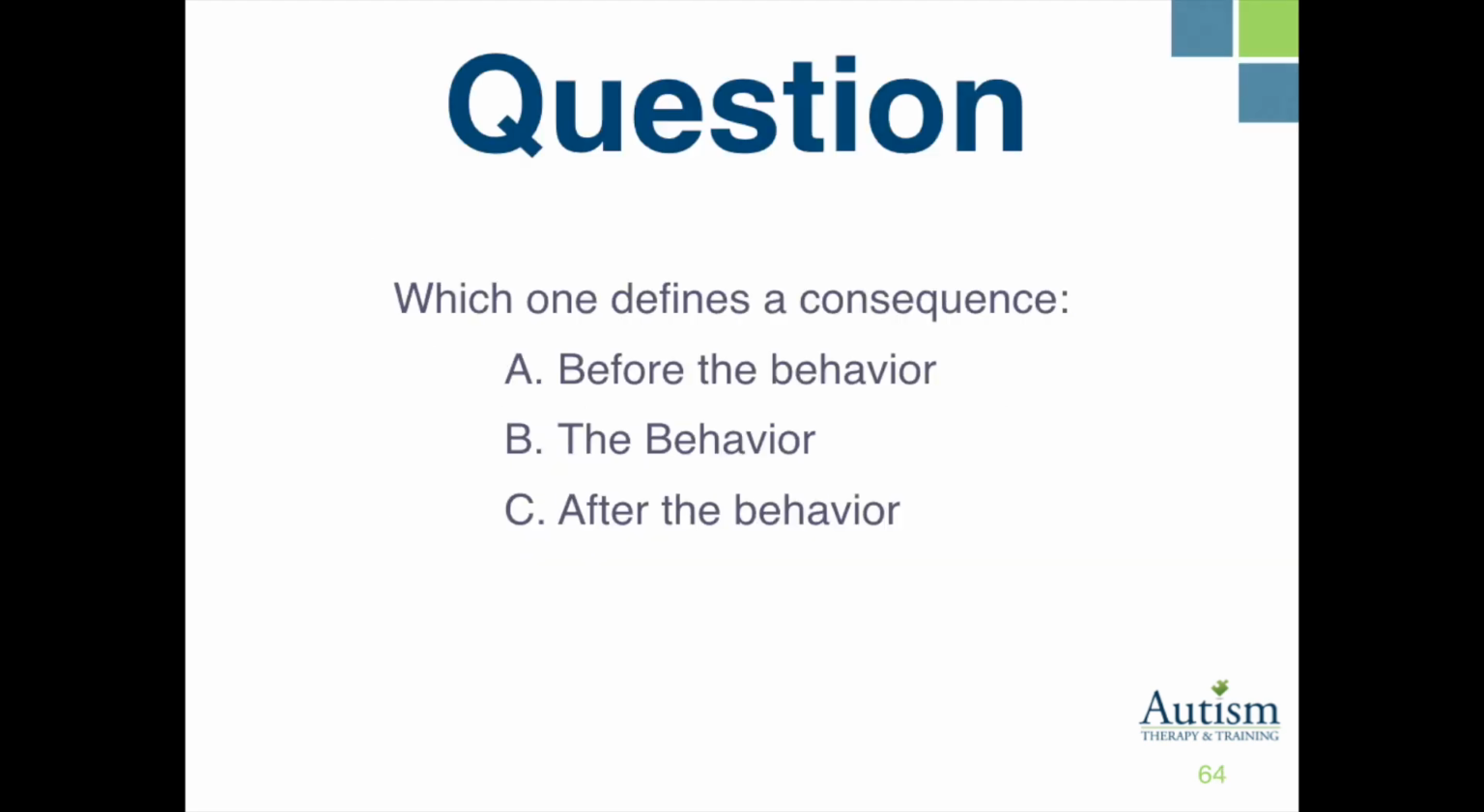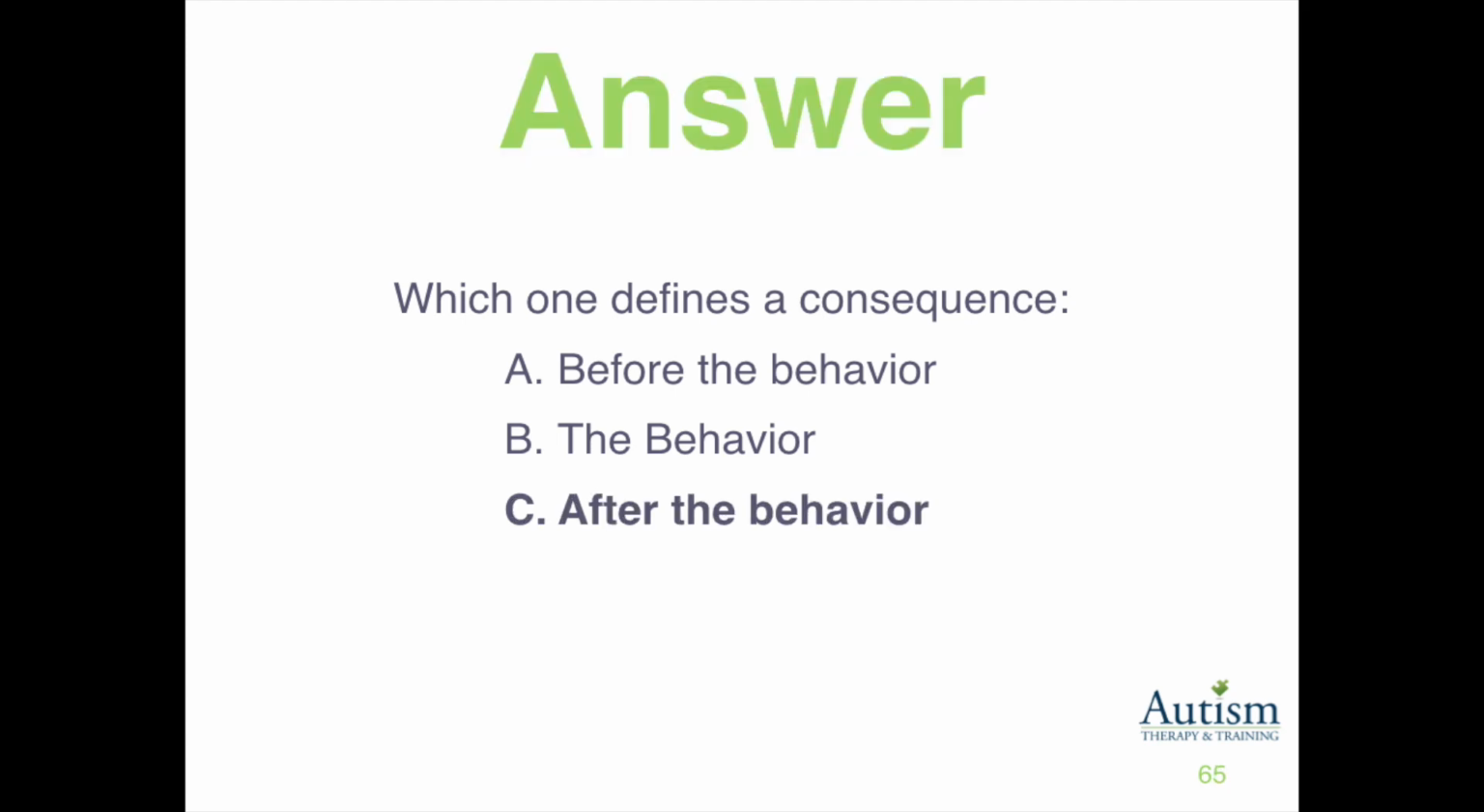Which one defines a consequence? A, before the behavior, B, the behavior, or C, after the behavior? And the correct response is C, after the behavior.